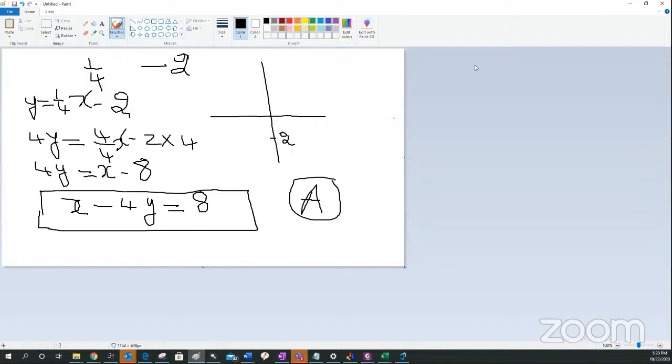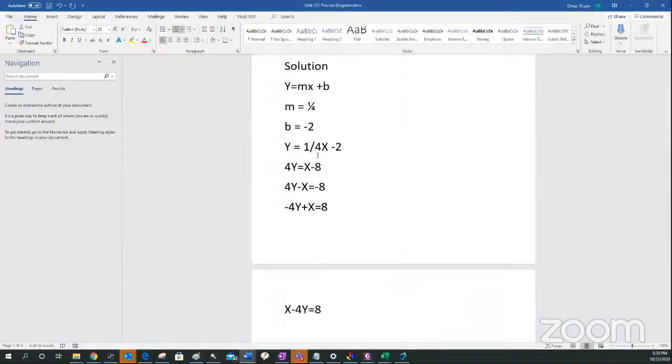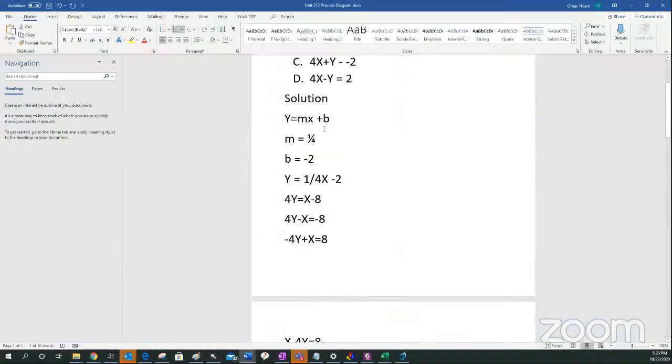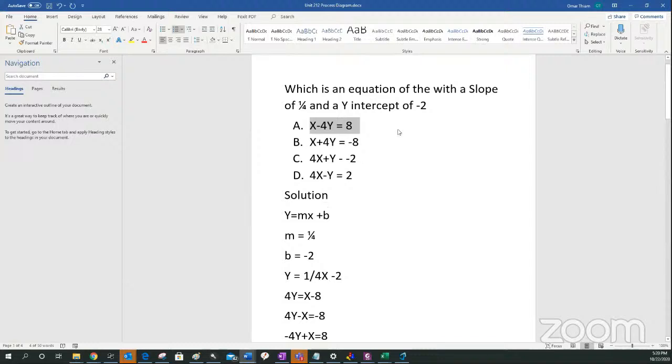So, is this fine here? Yeah, that's fine. Okay. So what we are trying to do, the question is they want us to write an equation with the slope of 1 over 4 and a y-intercept of -2. That's what we need to understand, right?